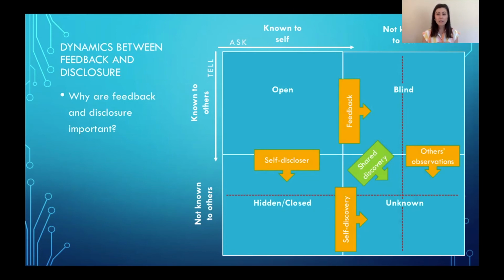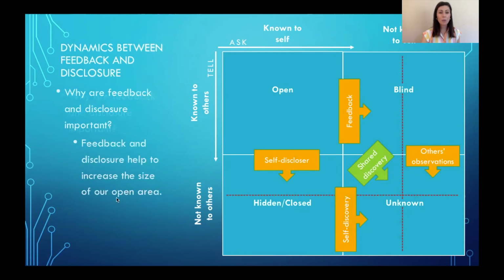The things in our unknown could go to the hidden, to the blind, or to the open area, depending on who discovers them. So this is why this is so important. Feedback and disclosure help to increase the size of our open area. But say there's something from our unknown area and somebody else observes it, but we don't ask for feedback or they don't share it with us. That's going to go into the blind area, because now someone else knows, but we ourselves do not know.